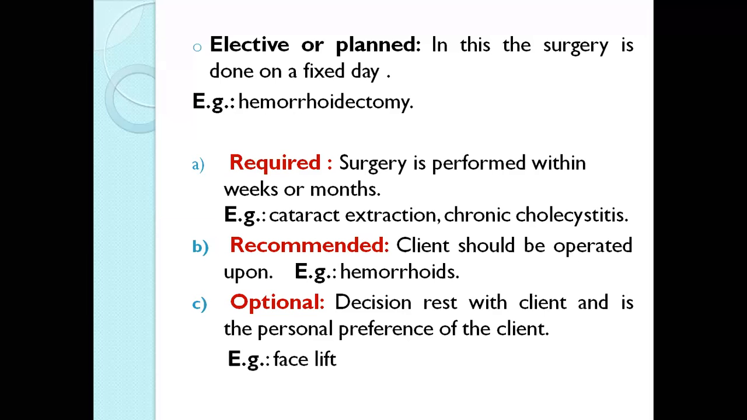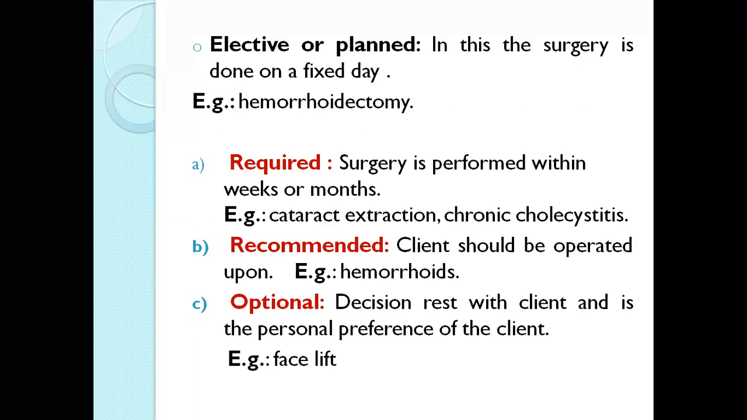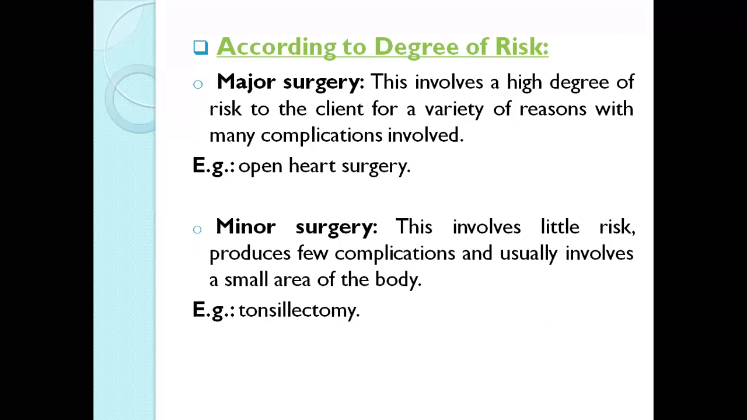Optional means surgery that is not so compulsory. It depends on the patient whether he wants to go for the surgery, and if he doesn't want to, it's not that necessary, for example a facelift. So these are the different degrees of urgency: emergency, immediate, and urgent. Immediate means it needs to be done within 24 hours, or within 1 to 2 hours. Elective means surgeries that have already been planned or fixed. Then according to the degree of risk, we have major surgery and minor surgery.